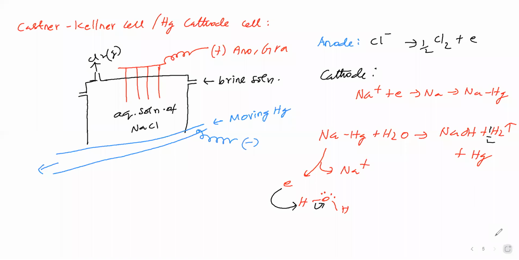Next, we will go for the next method, the diaphragm cell. Another method is called the Nelson cell. In the Nelson cell, we will see how to prepare sodium hydroxide. Using the Nelson cell we are preparing sodium hydroxide. This is also an electrolysis method only.